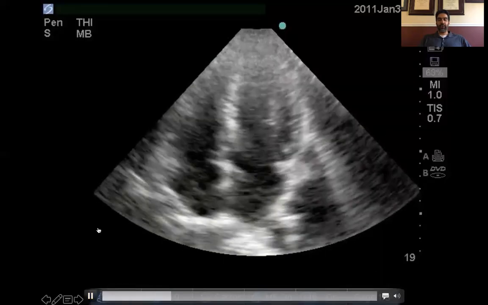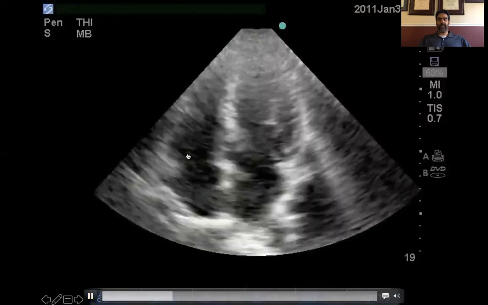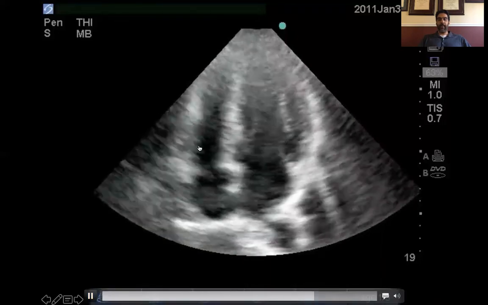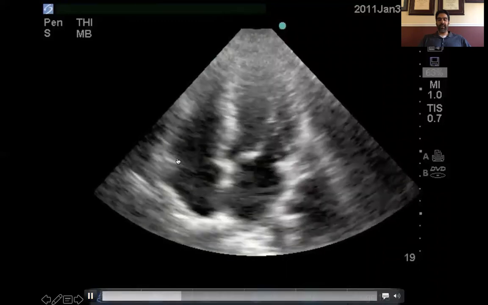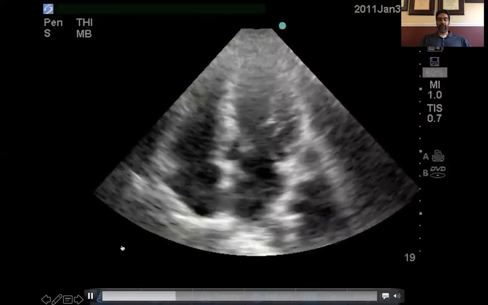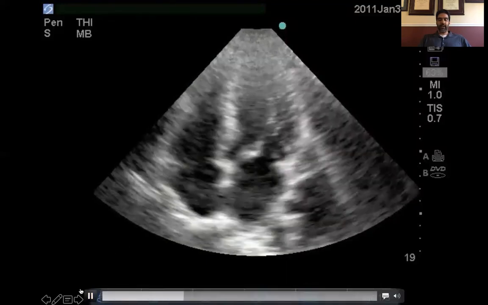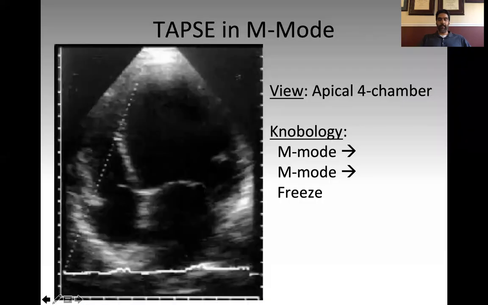Here again is an illustration of RV contraction, and you can see that in systole, the RV shortens. As the RV shortens, you can see that the tricuspid annulus here moves up towards the apex, and in diastole it moves down. So what we can do is actually put M mode down through the tricuspid annulus there to see how much excursion there is up and down.